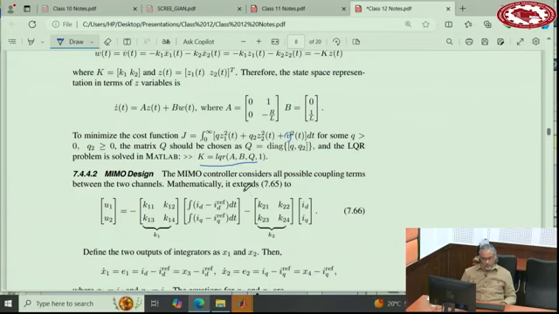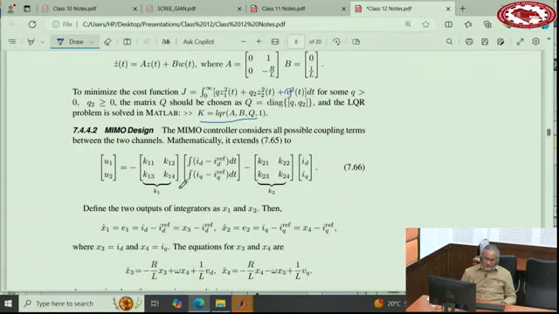For MIMO, what it says basically now is I took both of them, the integrating part and the non-integrating part, and I multiply by a matrix. So this is a matrix here, this is a matrix here, right? And I'm going to design this K1 and K2. So now I have like 8 coefficients, and they are all linked together.